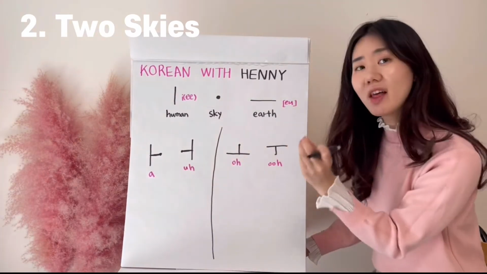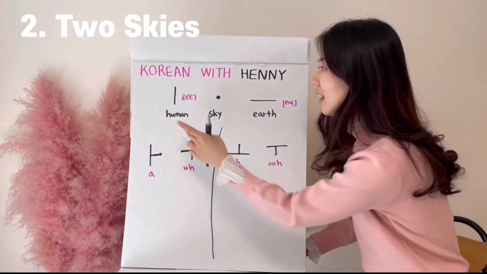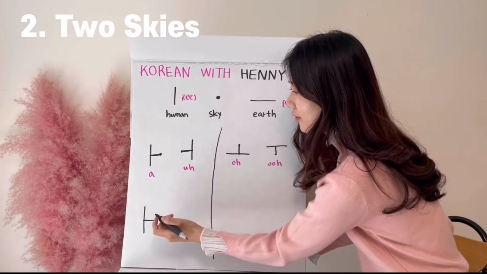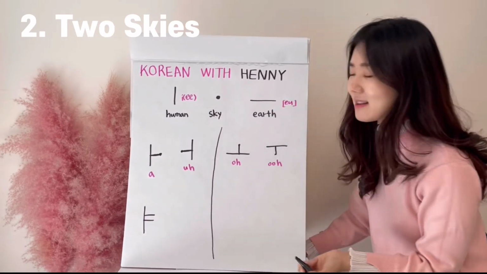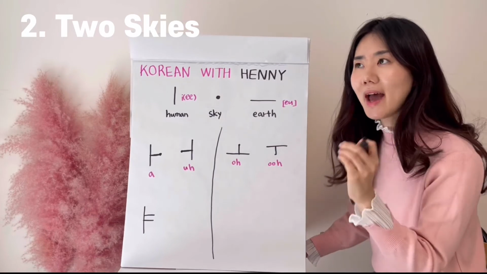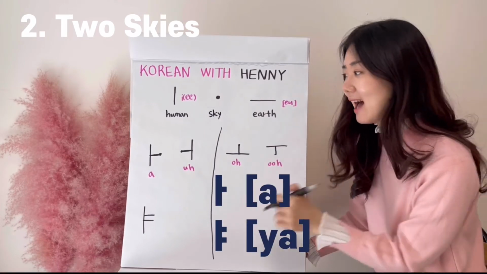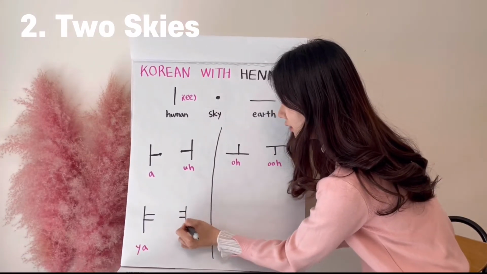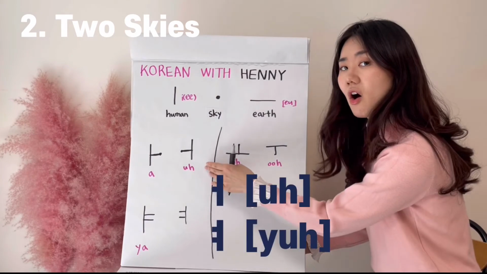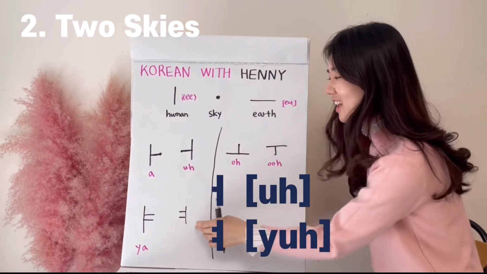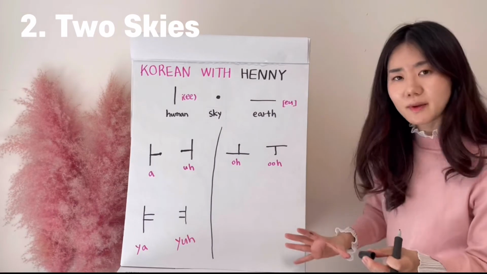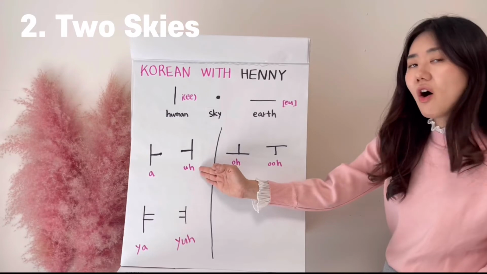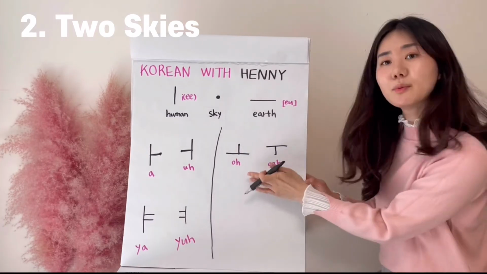You can add another sky, so 2 skies on human or earth. This is A, right? But if you add another line, it's Ya. You add Y on the front. Ya. If you add another sky, 2 skies, it's O, Yo. Good. Korean alphabet is really scientific. A, Ya, O, Yo. Let's move on to this one.